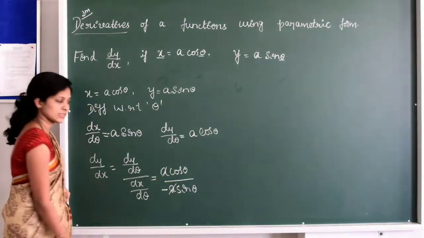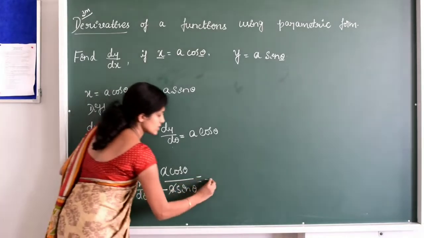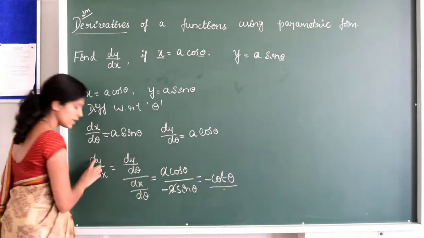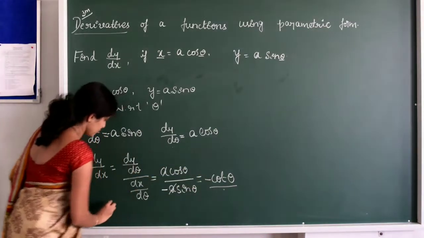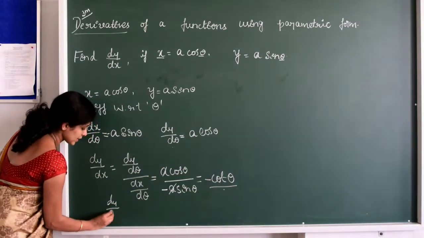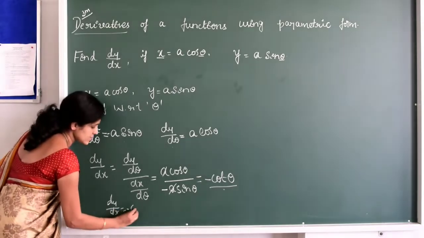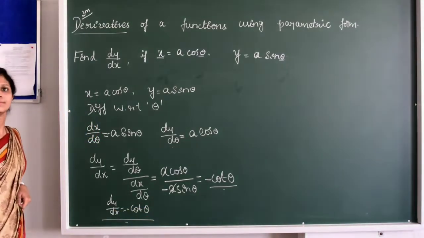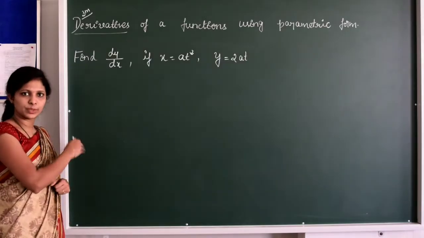Cos theta by sin theta will be equal to, here minus is there, so this is equal to minus cos theta. Is it clear? So the final answer is dy by dx is equal to minus cos theta. I hope you understood this one. See the next problem, similar to the previous one.